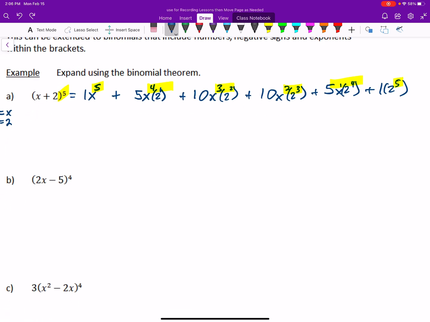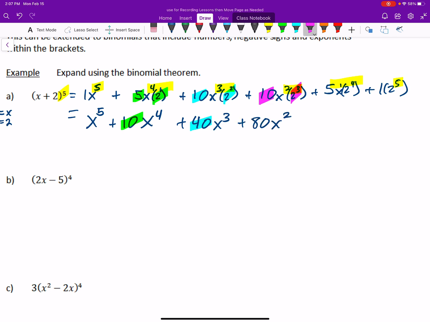Let's tidy up here. I don't need to write the 1 in front of the x to the 5. And I know that 2 times 5 equals 10. So I should write that as a 10 and just put that out front. Write that as 10x to the 4. I know that 2 squared is 4, and 4 times 10 is 40. So I should just write that as 40x cubed. And 2 cubed is 8. 8 times 10 is 80. So I should write that as 80x squared.